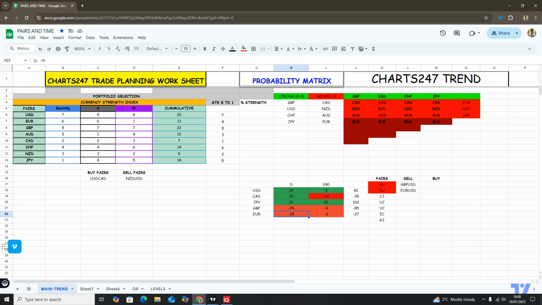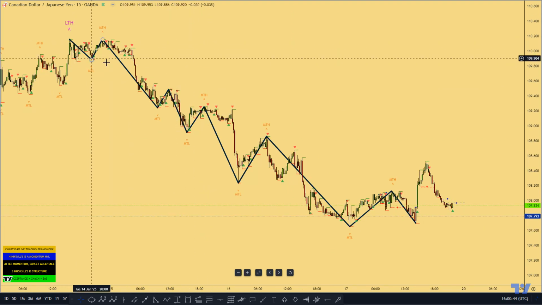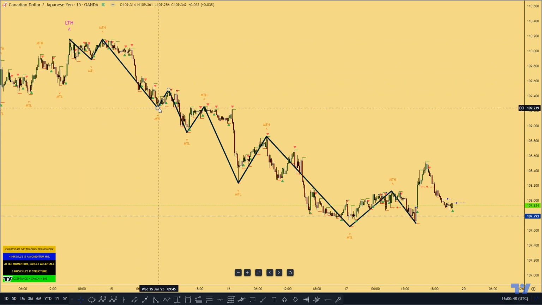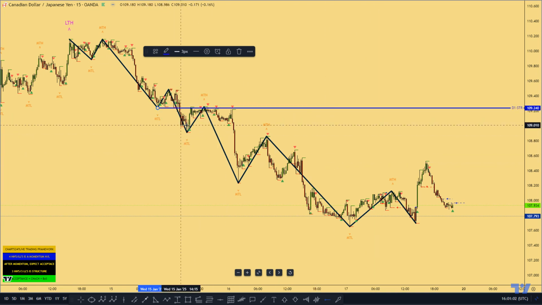So let's kickstart this. We're going to be looking at the CAD yen first on the 15 minutes chart. I've already drawn the waves on this one. This is very simple. Higher low, lower high. Then we have a structure. I'm just going to use that. Then we have 1, 3, 5.